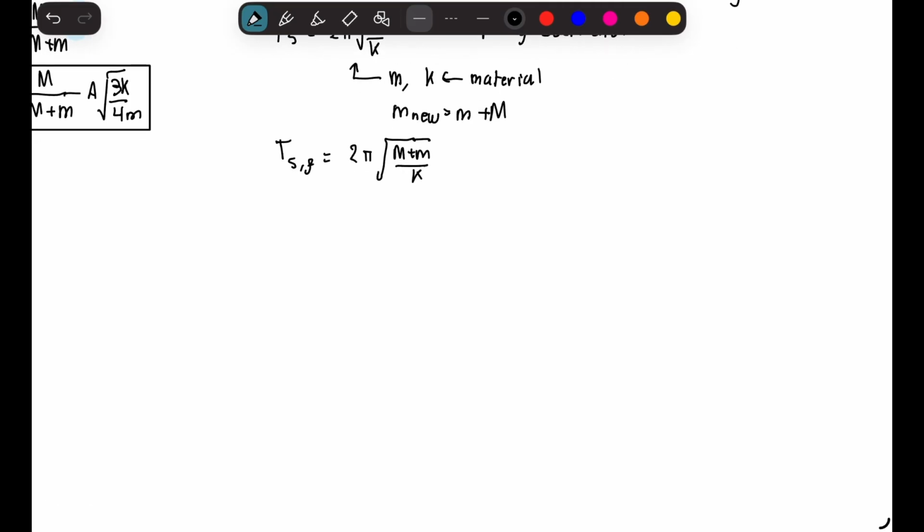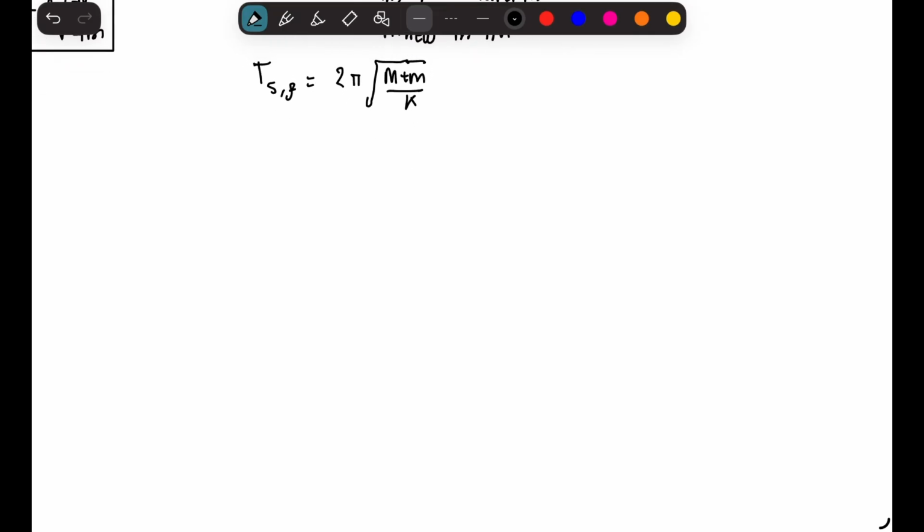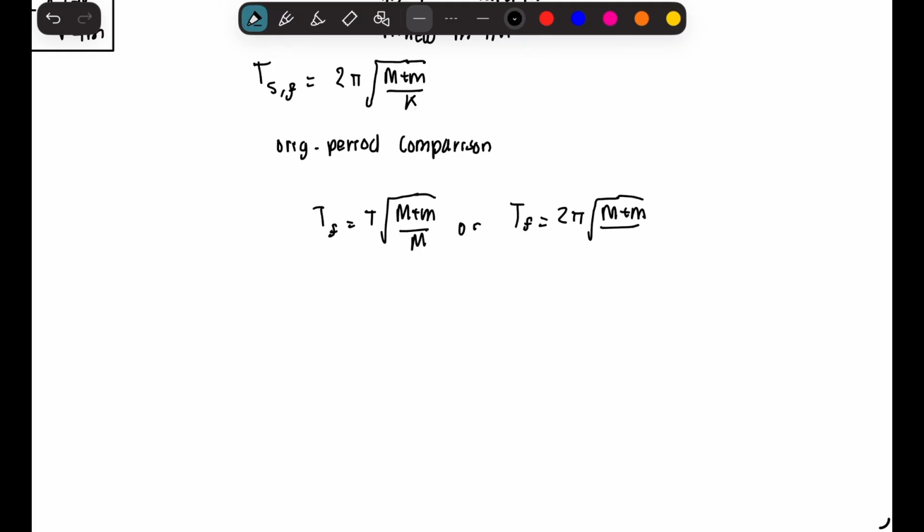So now you can divide, but we want to do this in a manner that we can express this in terms of the original period. So if you divide them, you're going to have T scaled by M plus m over M, or you have that T_F is equal to 2 pi root of (M plus m) over k.